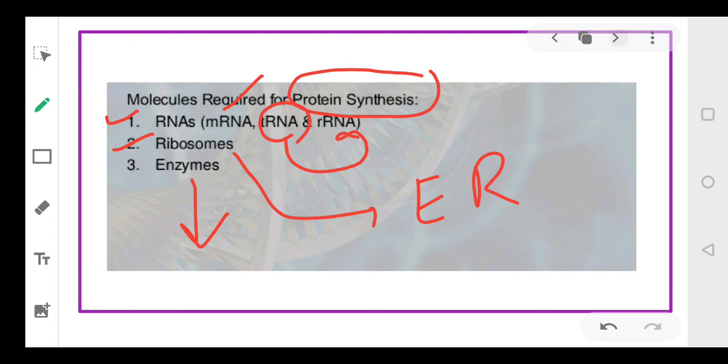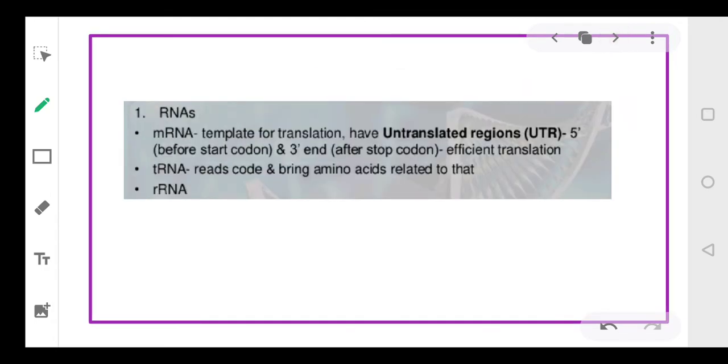Let's talk about the RNA. Now mRNA will act as a template. Okay, mRNA will act as a template from which the information will be read by the tRNA. Right, everyone?